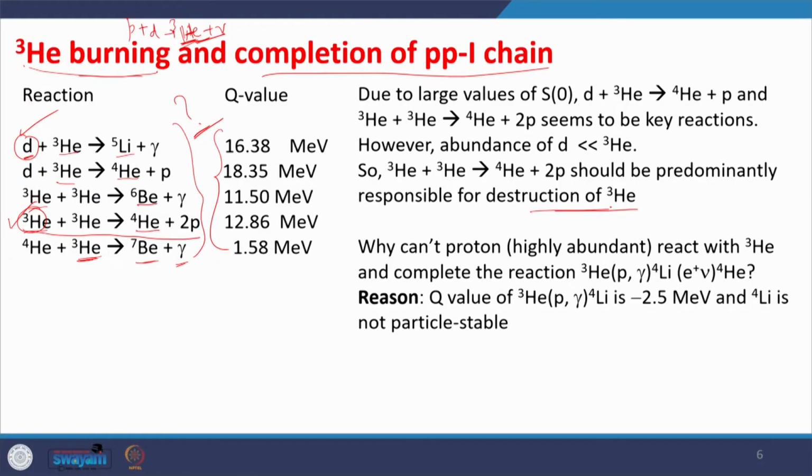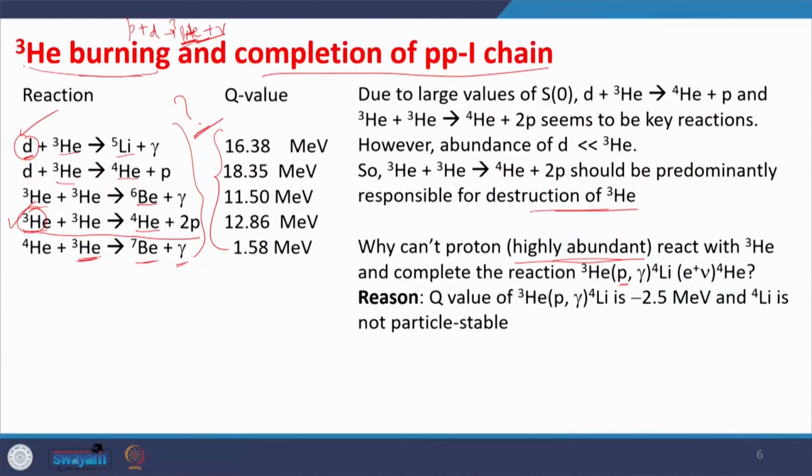Now, because the abundance of deuterium is much less than the abundance of helium-3, we can say that the second key reaction, that is helium-3 plus helium-3, is the predominant one in the destruction of the helium-3 nucleus. So, this is responsible for the destruction of helium-3. Now, you can always ask, why can't a proton, which is highly abundant? Because deuterium is less abundant compared to helium-3, the destruction of helium-3 should happen through reaction with helium-3 only.